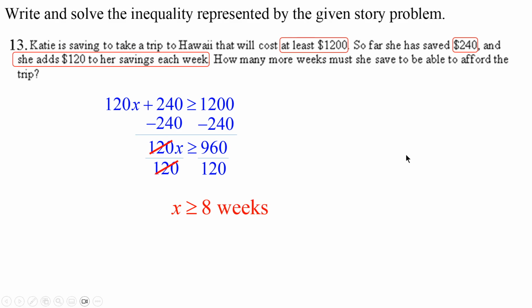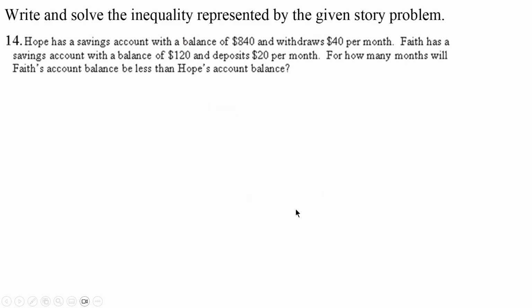Weeks. 8 weeks. Okay. Number 14. Hope has a savings account with a balance of $840. Okay. And withdraws, so I'm going to subtract from that, $40 per month. And how do we write $40 per month in algebra?